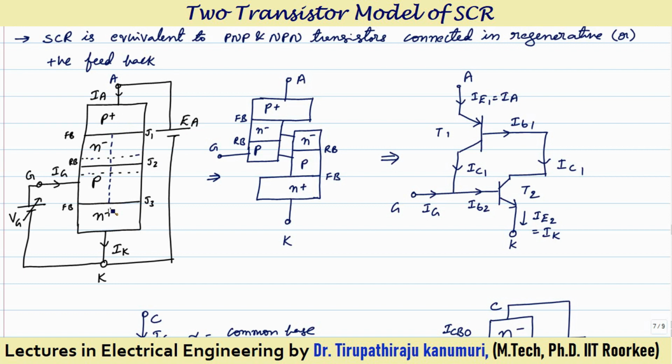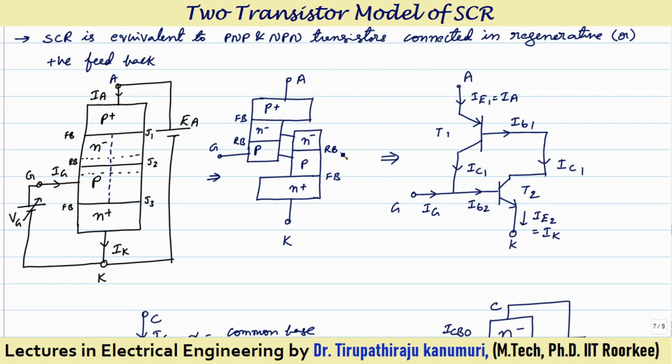This entire SCR can be represented in the form of two transistors. For that, I am dividing the center two layers. When I divide them, I can connect like this: P plus, N minus and P; again this N minus and P. Actually internally they are connected, N minus P, and this is N plus. Remember that this junction is reverse biased, this junction is forward biased; similarly this junction is reverse biased, that is forward biased, and the gate terminal is connected here.